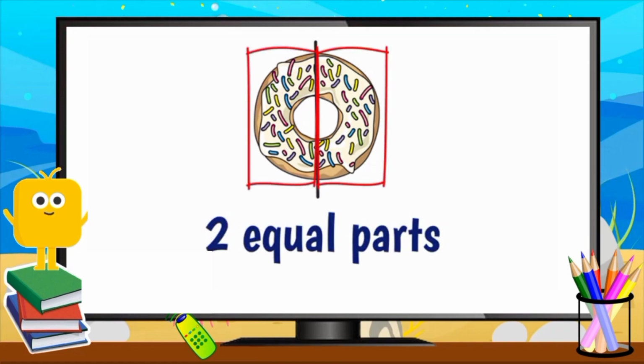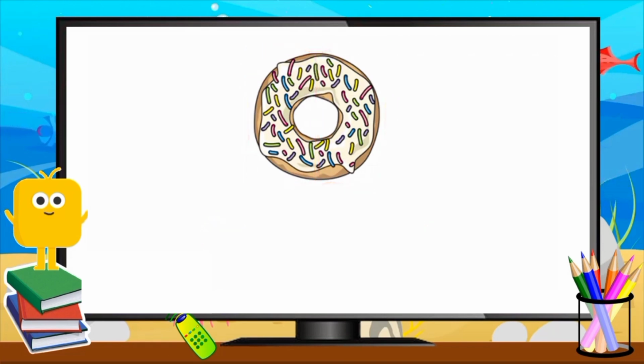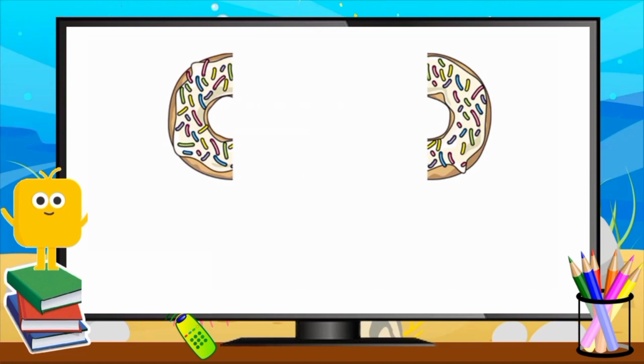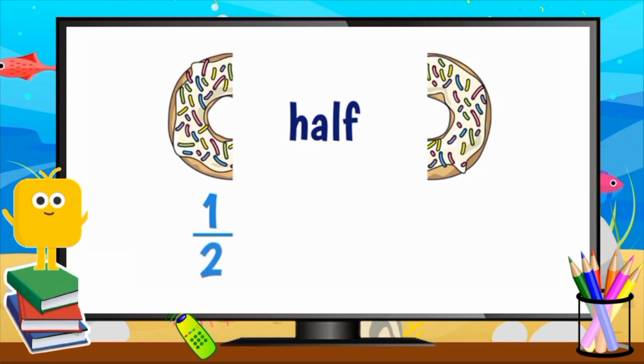This time I cut the donut into 2 equal parts because they are the same size. When you have cut something and have 2 equal pieces, that means you have cut it into half. On this side, I have 1 piece of the donut, which is why the numerator is 1. But altogether, there are 2 pieces, and that's why the denominator is 2.